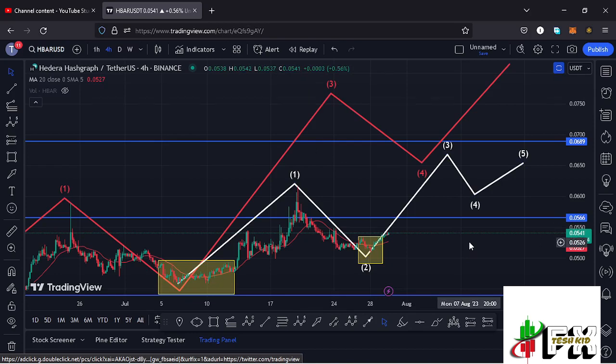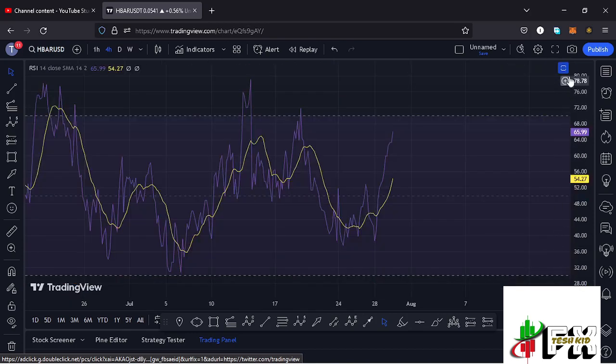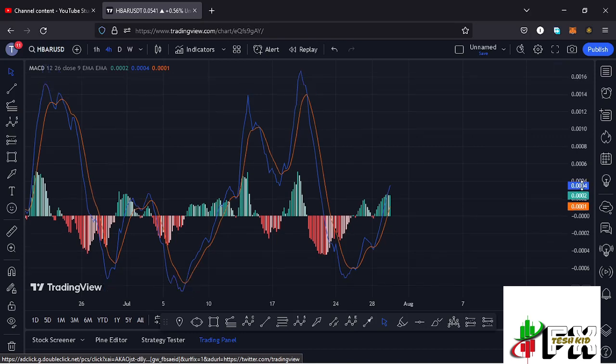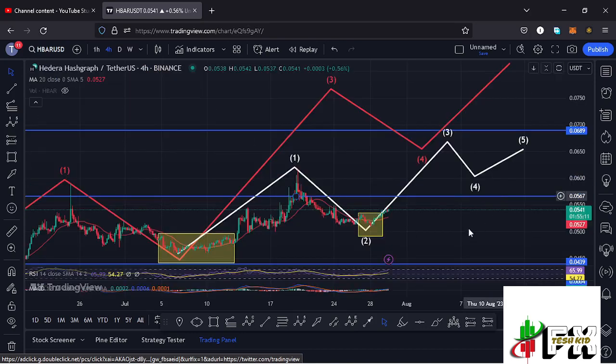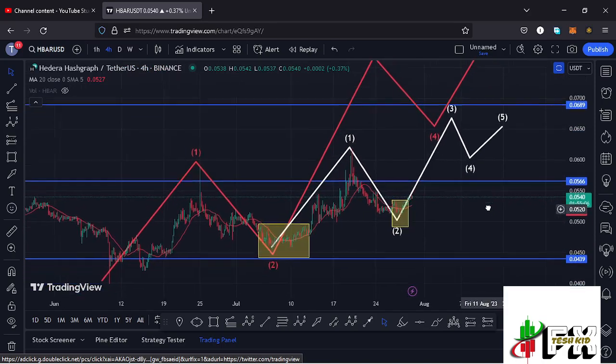Also taking a look at the indicators here on the RSI, we are trading at around the 65 mark, fully supporting higher prices. On the MACD, we have been able to print a bullish cross, fully supporting higher prices. So let's be patient and see how that plays out, and I will be keeping you up to date.